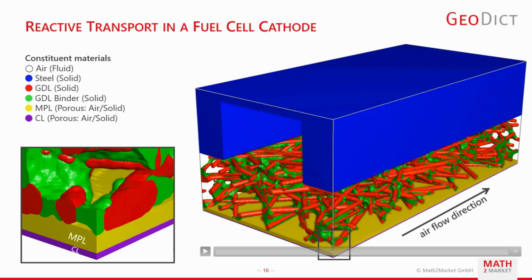What's special here is that we actually geometrically resolve the gas diffusion layer, which consists of these red fibers and the green binder. The microporous layer and the catalyst layer are also porous media, but those we model in an average fashion. So this would correspond to the Darcy scale that I was mentioning.